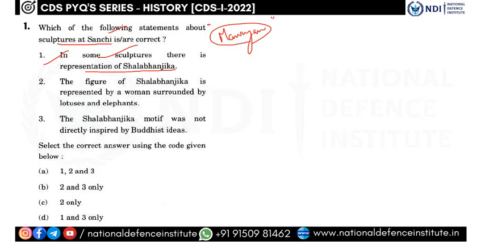So yes, in some sculptures there is a representation of Shalabanjiga. The second one is, the figure of Shalabanjiga is represented by a woman surrounded by lotuses and elephants. This is wrong. Why? Shalabanjiga is not represented by lotuses and elephants. We have seen, it is like a woman hanging at the edge of the tree using the tree creepers. So this is not surrounded by lotuses and elephants.